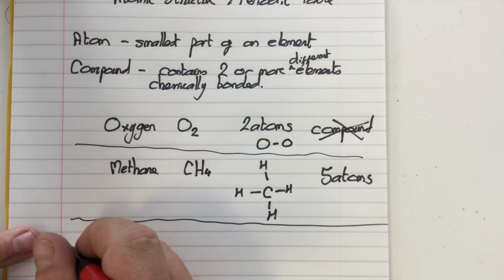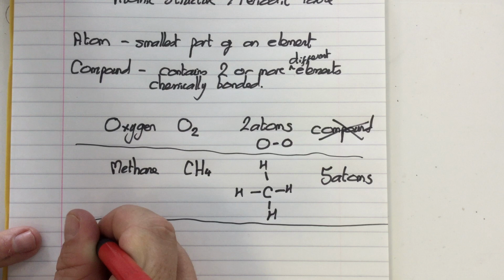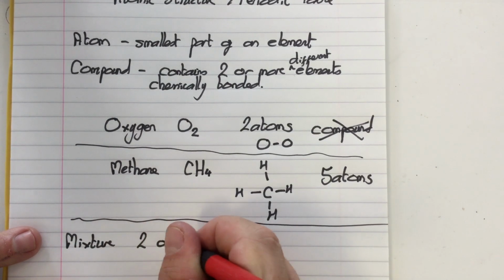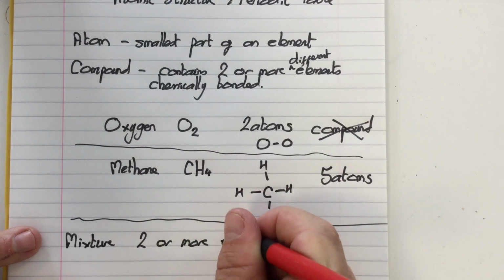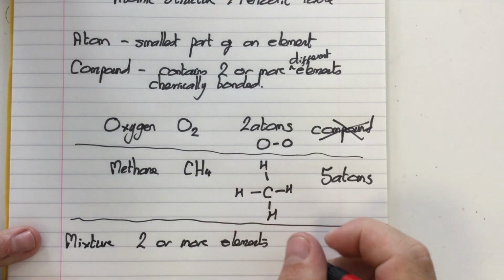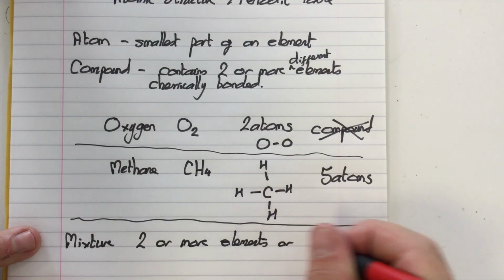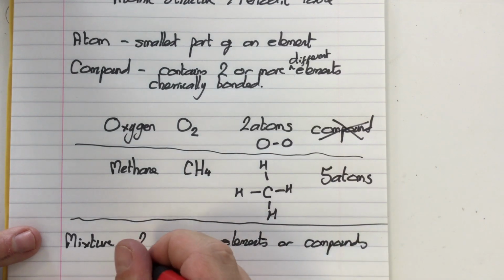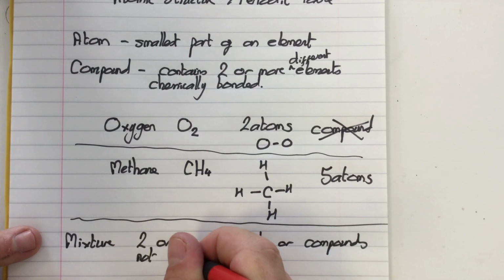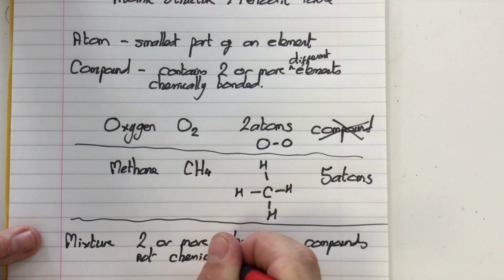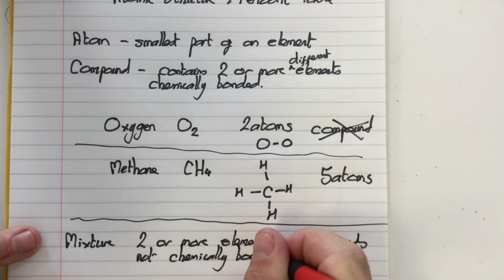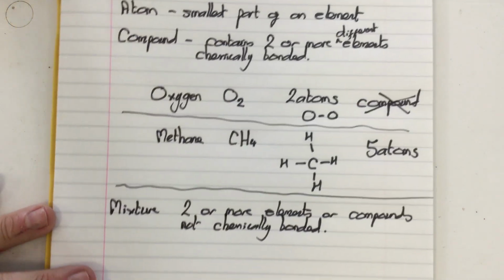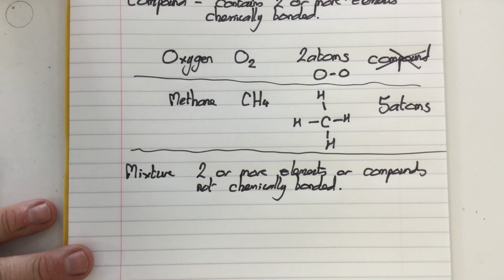If we look at a different one now, what's called a mixture, then that is 2 or more elements or compounds, but this time they are not chemically bonded. Okay, so a mixture is 2 or more elements or compounds not chemically bonded together.